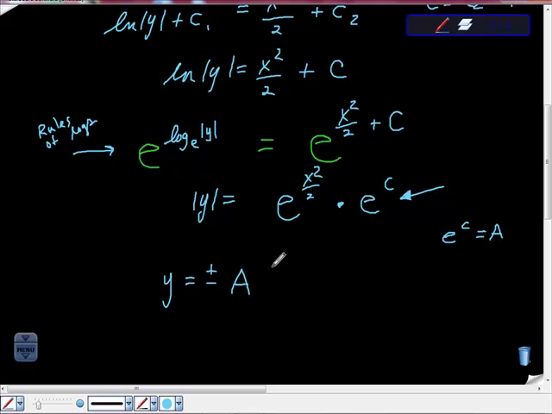Do I need to put that to the c power? I don't think I do. No, because I already qualified it here, didn't I? Good. Times e to the x squared over 2. And that's my final answer.